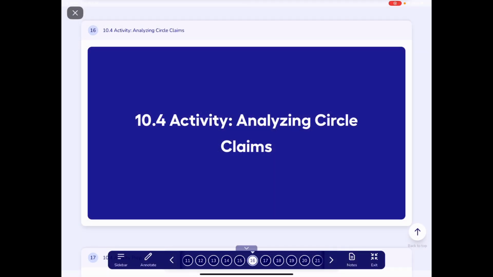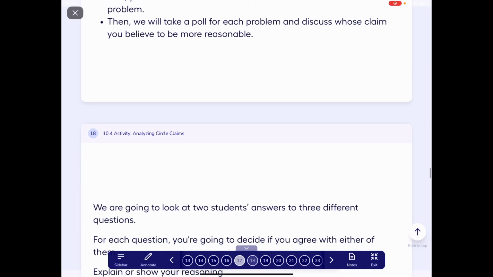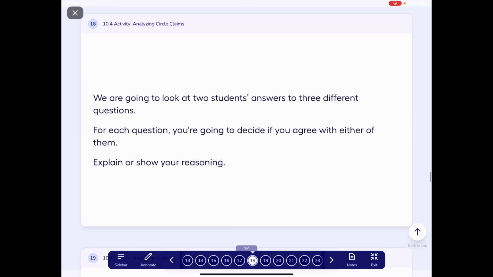For the next activity, we're going to analyze circle claims. We will look at 2 students' answers to 3 different questions. For each question, you're going to decide if you agree with either one of them. Explain or show your reasoning.